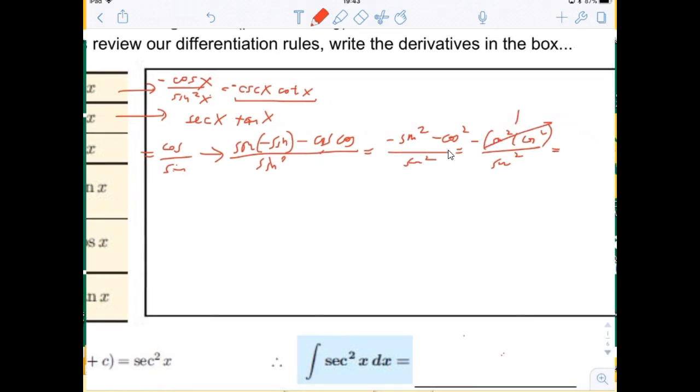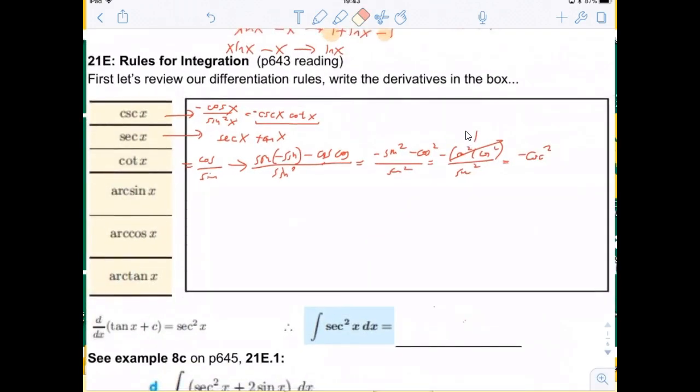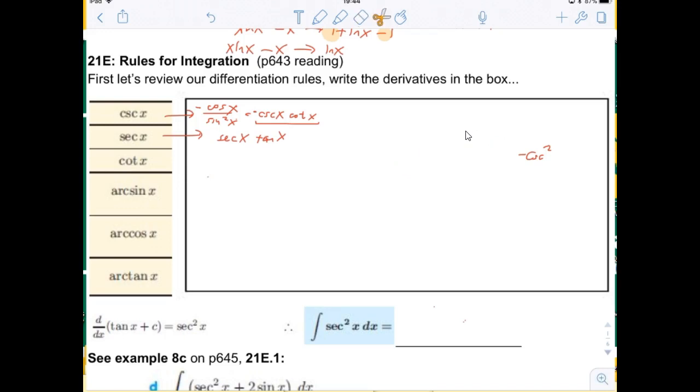Negative 1 over sine squared would be negative cosecant squared, right? Because 1 over sine is cosecant, so 1 over sine squared is cosecant squared. So basically, the derivative of cotangent is negative cosecant squared x.